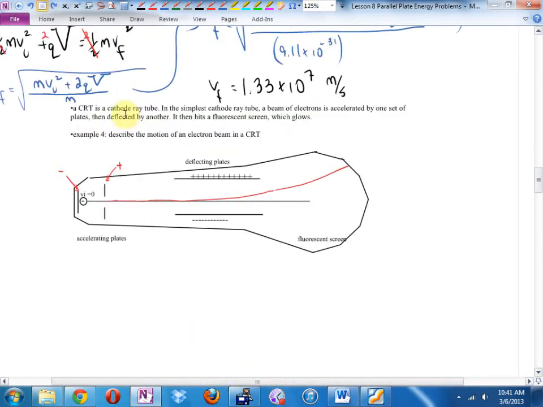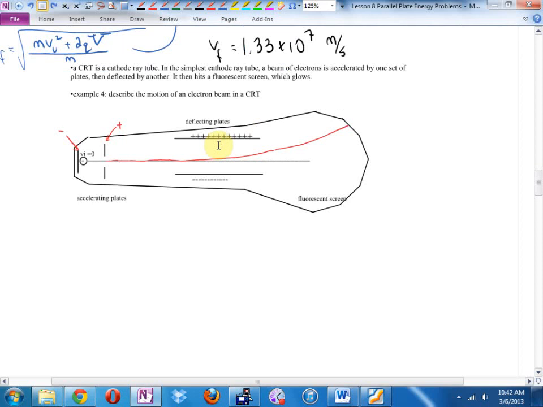So a cathode ray tube, a CRT, is a cathode ray tube. In the simplest cathode ray tube, a beam of electrons is accelerated by one set of plates, then deflected by another, hits a fluorescent screen which glows. So example 4, I said describe the motion of an electron beam in a CRT. We just did.